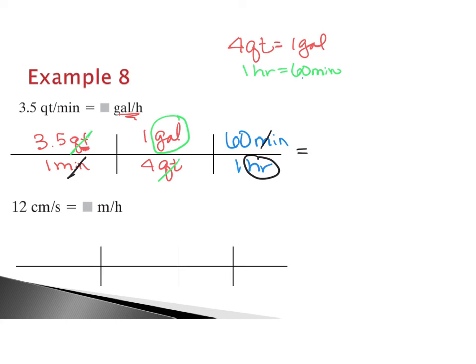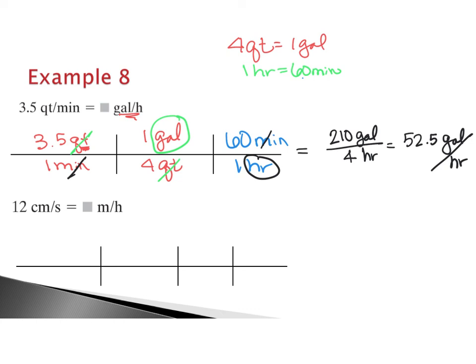So 3.5 times 1 times 60 is going to give me 210. My unit is gallons. And then I have 1 times 4 times 1, which will give me 4, and my unit is hours. So here is my rate. Now I'm going to take it to my unit rate, and I'm going to write this as 52.5 gallons per hour.